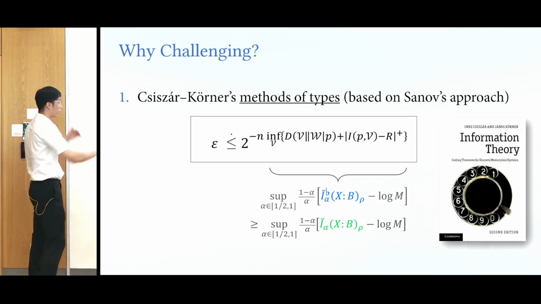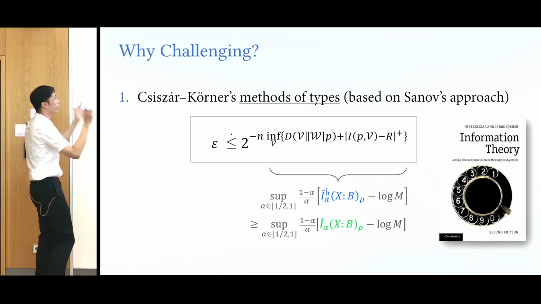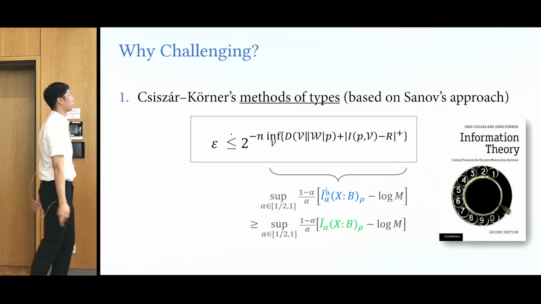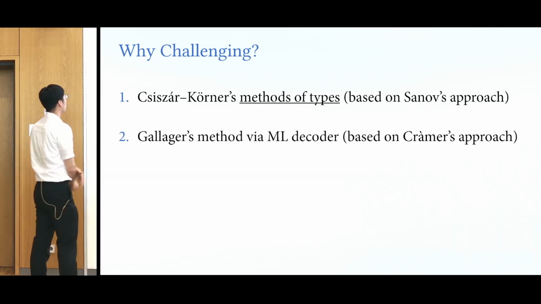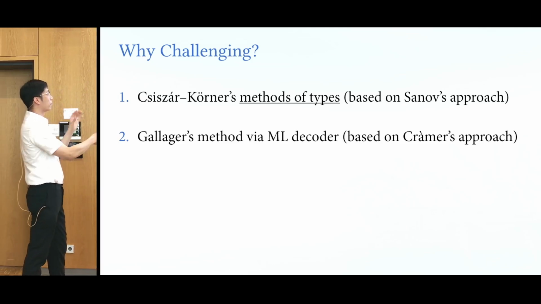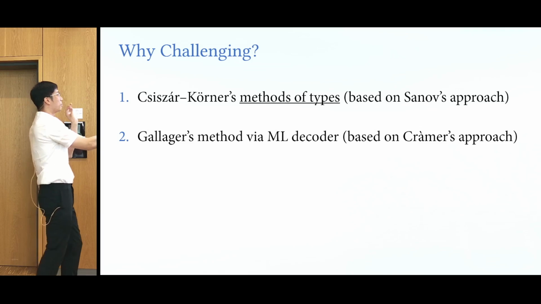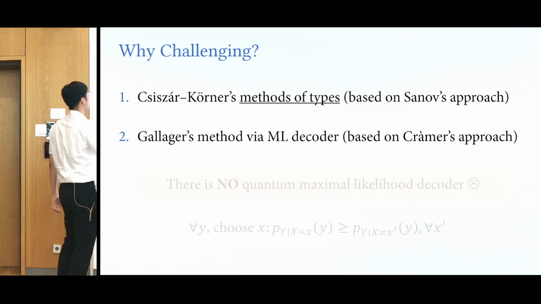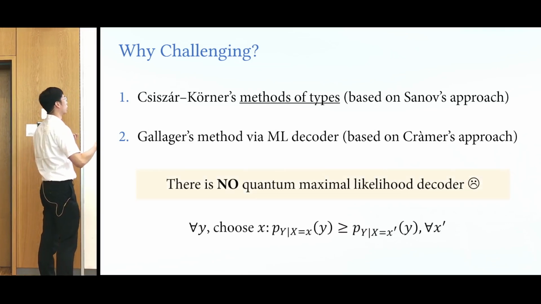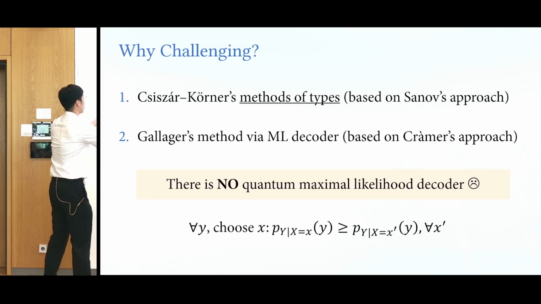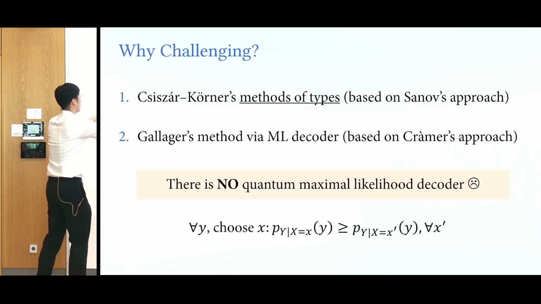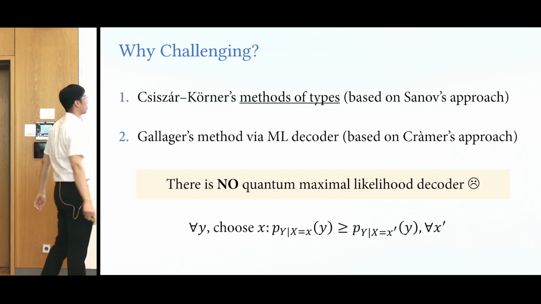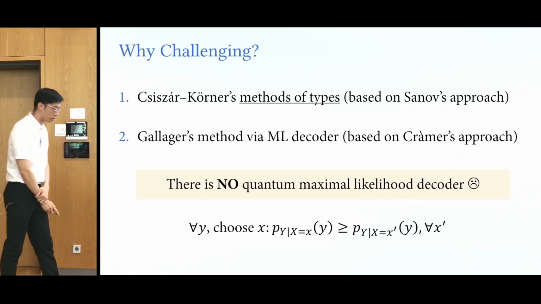It works for channel capacity because as alpha goes to 1, these two quantities are the same. But for fixed alpha, we don't know. So basically, half of the method in the classical regime may not be working here. So another way is by Gallager's method of maximum likelihood decoder, it's similar to Cramér's approach of using Markov inequality in probability theory, but unfortunately, we don't have a quantum maximum likelihood decoder. It means that for any realization, we choose the best X that has the largest likelihood, but in the quantum case, they do not commute, so there's no quantum maximum likelihood decoder. So that's why this problem is so challenging.